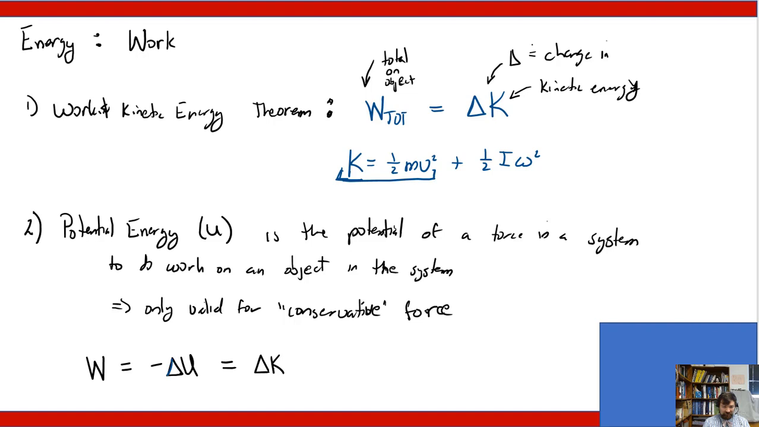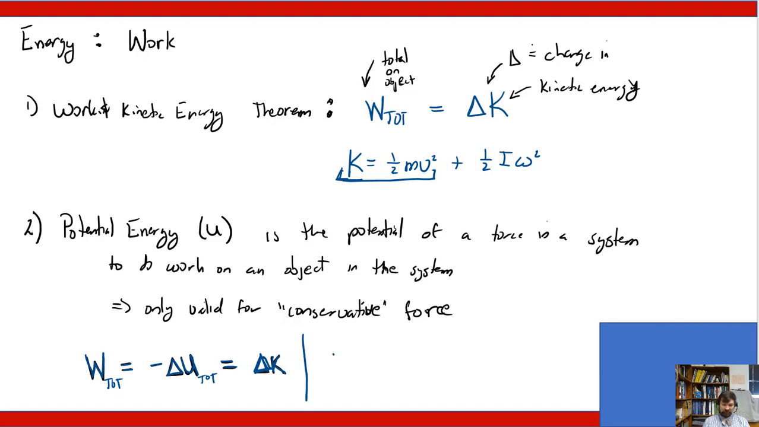Sorry, I said work done is the negative of the kinetic energy. I meant to say that the work done is the negative of the potential energy change in the system. So W equals negative delta U, but that ends up being delta K within a system as well. And this would be total, this would be total, and this would be total.